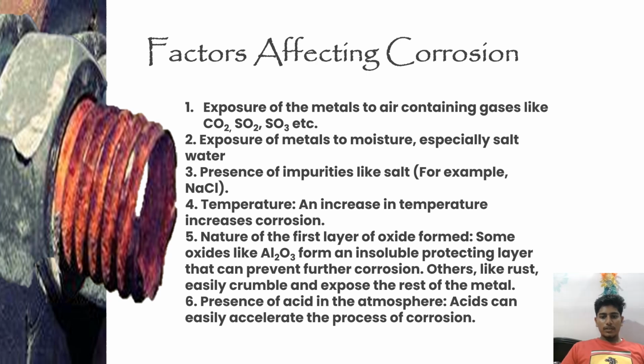Nature of the first layer of the oxide formed. Some oxides like Al2O3 form an insoluble protecting layer that can prevent further corrosion. Others like rust easily crumble and expose the rest of the metal. Presence of an acid in the atmosphere. Acids can easily accelerate the process of corrosion.